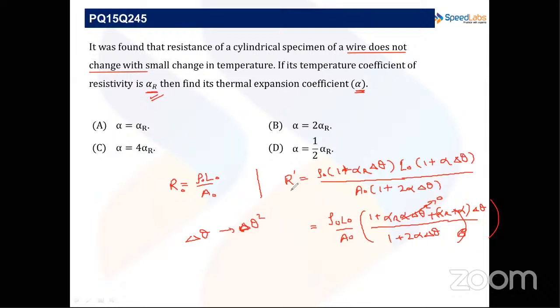Then next step is R dash. What is R dash? See, he said that the resistance of the wire does not change, which means the new resistance should also be the original resistance R naught only, which is rho naught L naught by A naught. So this thing will cancel out. It means numerator and denominator have to be the same. So 1 plus 2 alpha delta theta must be the same as 1 plus alpha r delta theta plus alpha delta theta. And that leaves us with 1 will cancel out, delta theta then cancels out, then alpha should be equal to alpha r. Then only 2 alpha will be the same as alpha r plus alpha. Is that clear? So option A. Any doubt? Anyone?